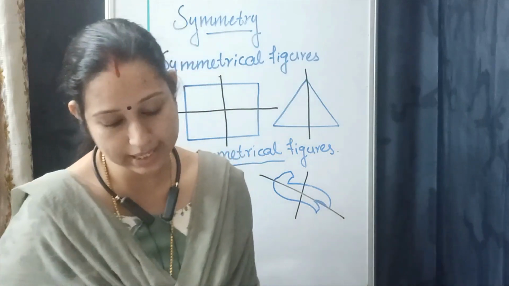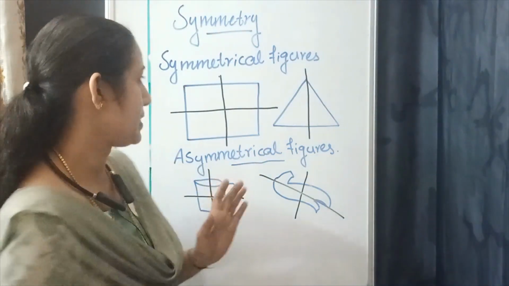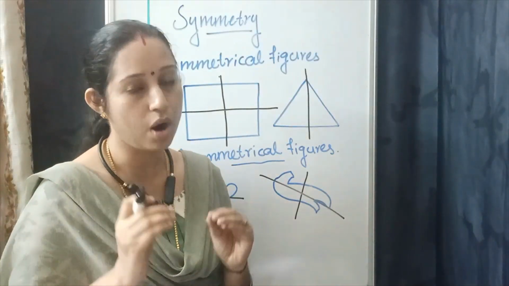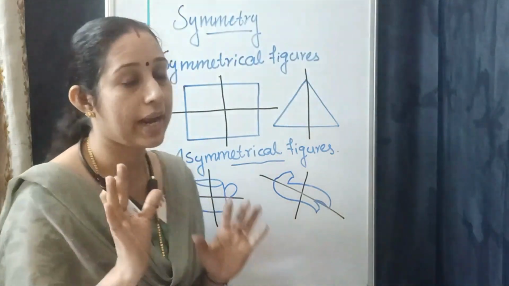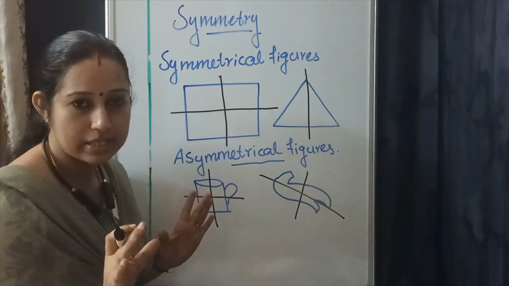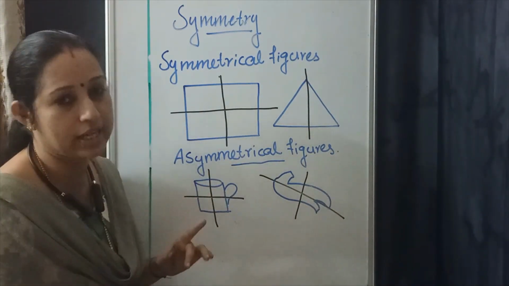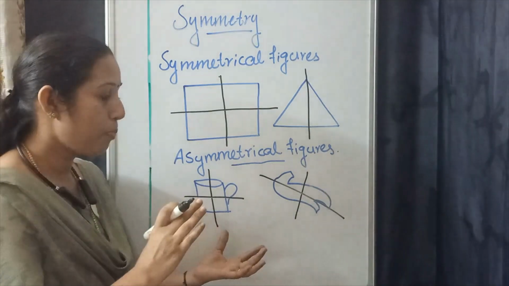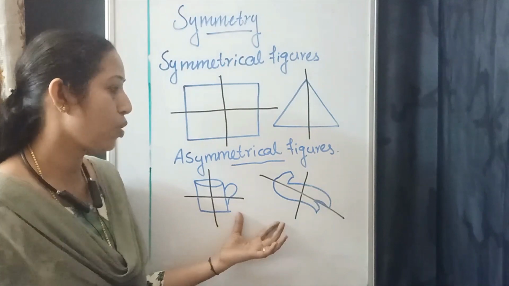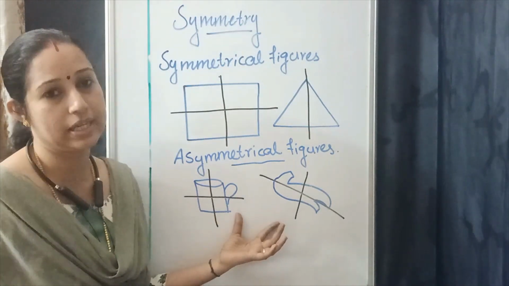Asymmetrical figures. Then, what are symmetrical figures? When an object is divided into two halves and each half is exactly the same, that type of figure is called a symmetrical figure. And if the two parts are not exactly the same, those figures are called asymmetrical figures.